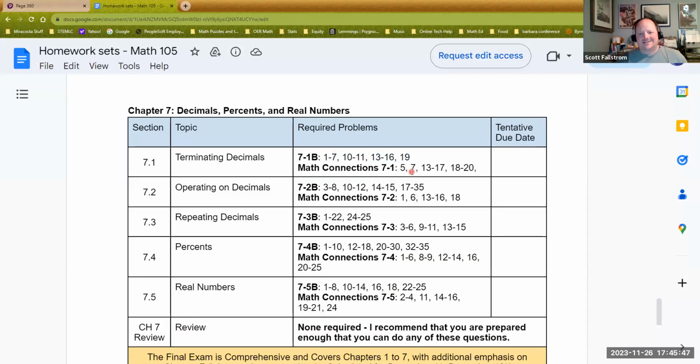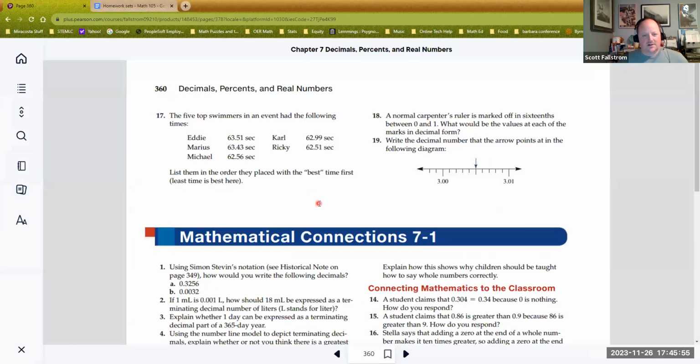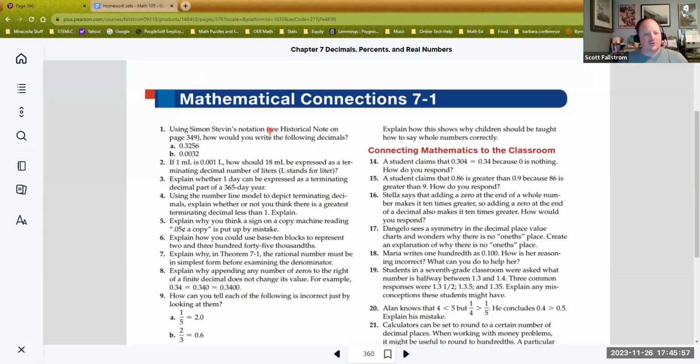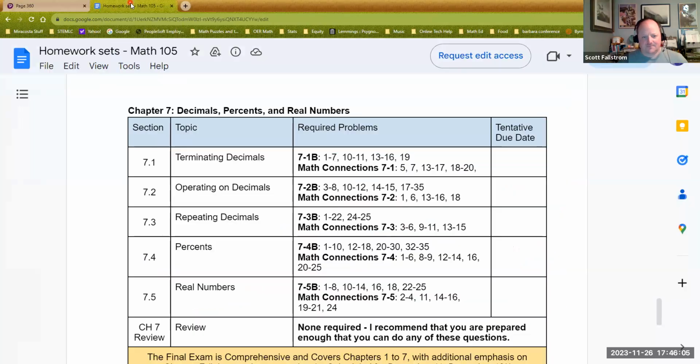You have 5, 7, and then, wow, like I did it again, 13 to 17, and then 18 to 20. So basically 13 to 20. All right, let's see here, though. As you look through these, you will see some historical notation. I'm not asking you to write things in historical notation. I think that's great for the past, but we are moving beyond the past. So when I ask you to do things, we'll do 5 and 7.